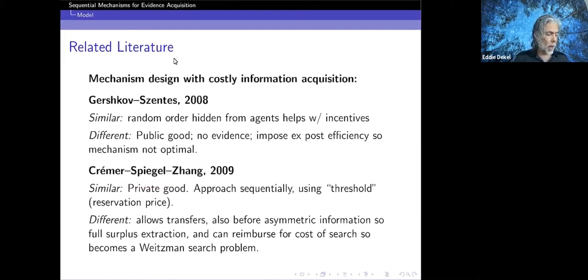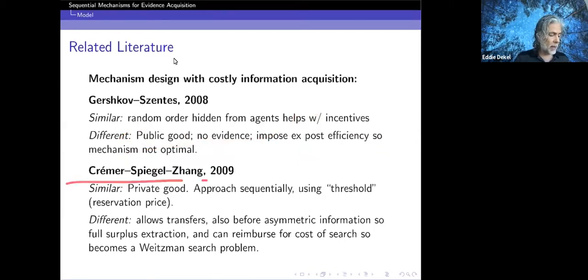Okay, the first paper is about voting, but it has one thing very much in common with us. It has a random order that's hidden from the agents in order to help with incentives. So that is a feature that already exists in the literature and in particular in that paper. It's, however, a very different environment. In particular, they study a public good. There's no evidence. And in addition, they assume ex post efficiency. So the mechanism they find is not an overall optimal mechanism. So for all three of these reasons, the answers that they get are very distinct from ours, although they do have this feature in common.